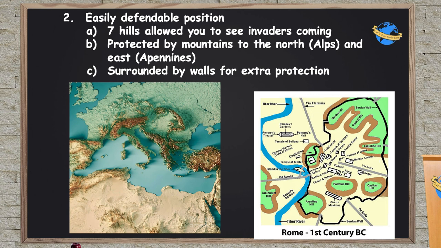Now, beyond that protection of the river and the hills, if you look at the geography of the Italian peninsula itself, it's protected in the north by the Alps, the tallest mountains in Europe. And then down the spine of the Italian peninsula are the Apennines Mountains, which protect Rome from invasion from the east. So geographically, the mountains provide quite a bit of protection. And then around their 7 original hills, you see walls built that provide an additional layer of protection for the city. So they're quite well defended.